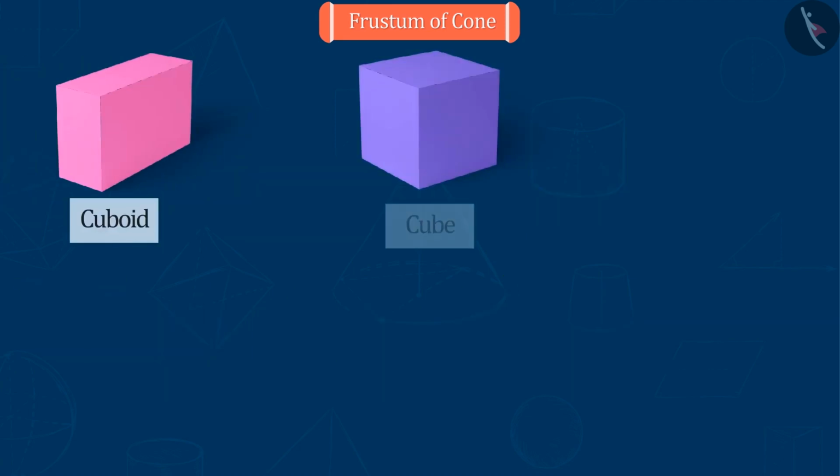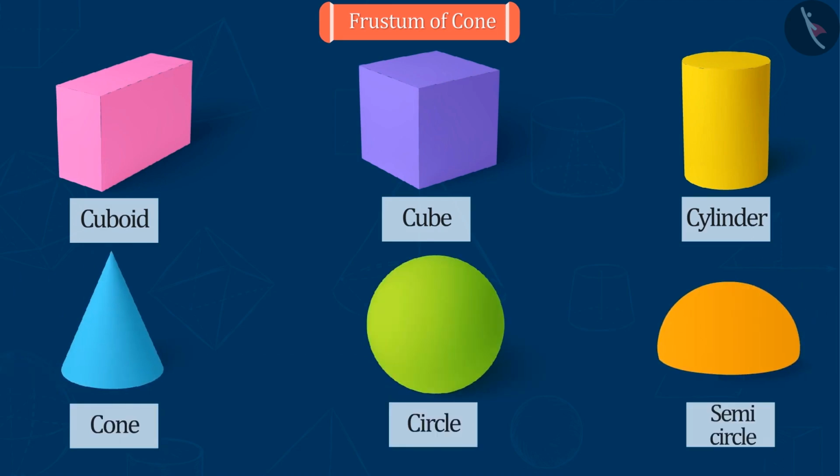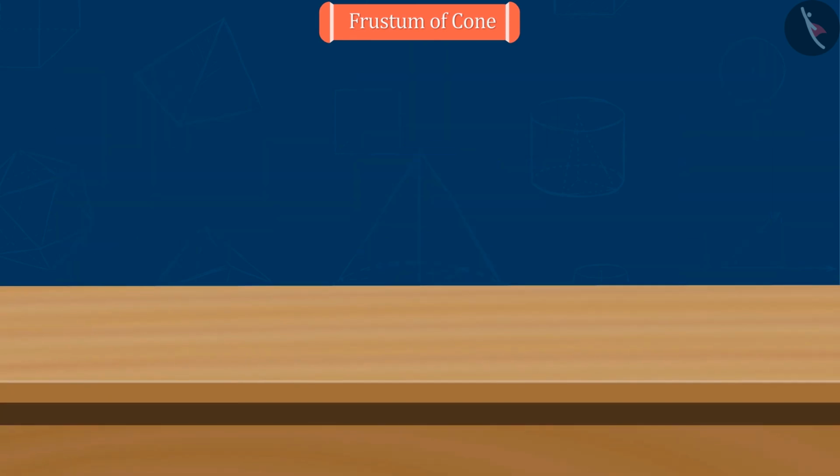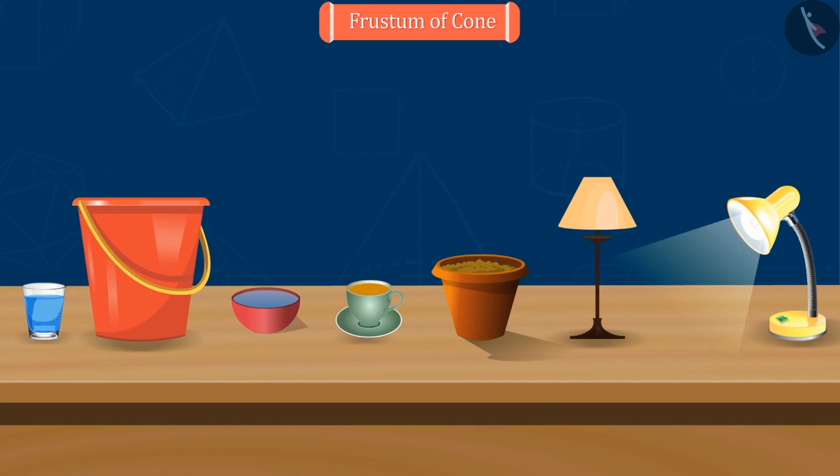Just as you are familiar with all the solid shapes in your daily life, in the same way, you have seen the frustum of a cone around you, such as this glass of water, bucket, bowl, cup, flower pot, table lamp, the shape formed by light emanating from a table lamp, etc. Let us now observe it.